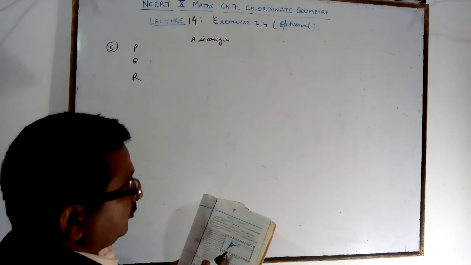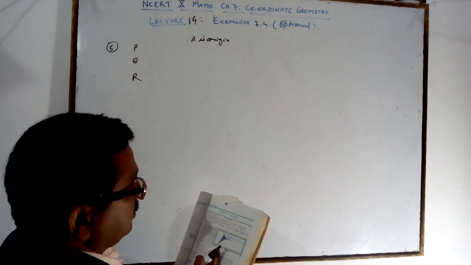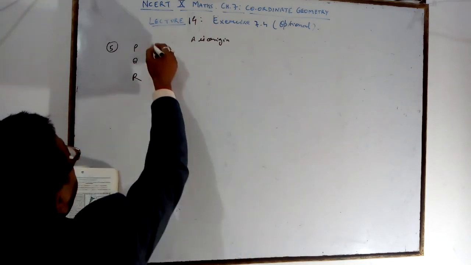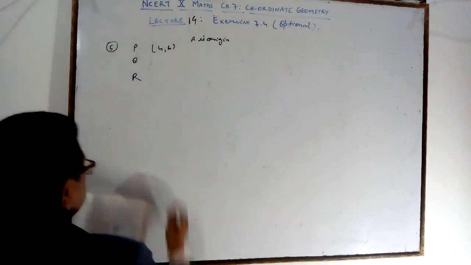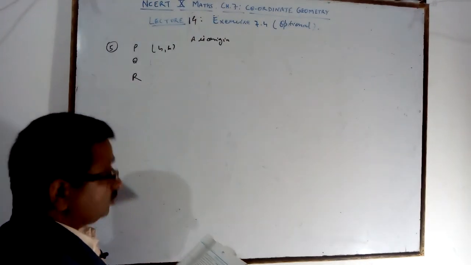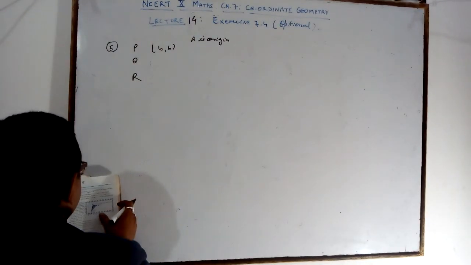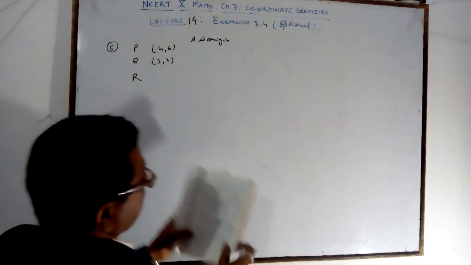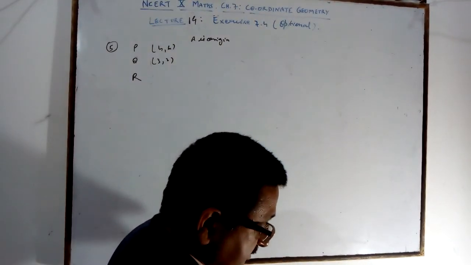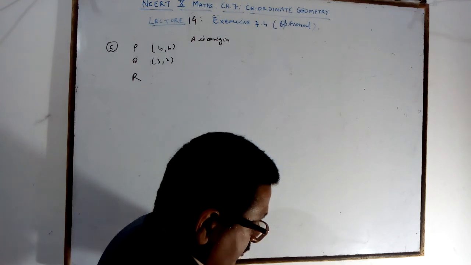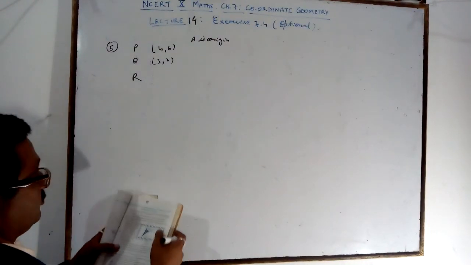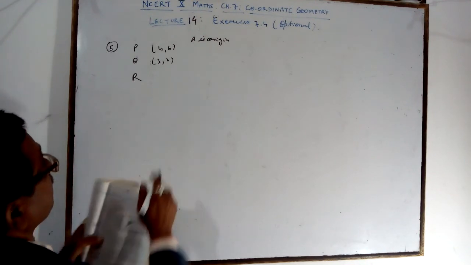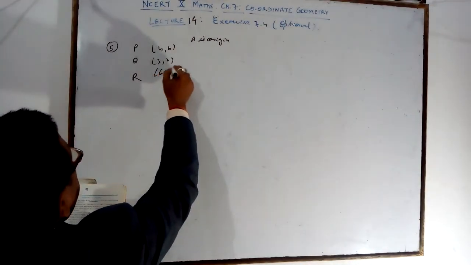P will be 4 comma 6, and Q will be 3 comma 2. It is a horizontal line, the x axis and the y axis. Then 3 comma 2, and this is 6 comma 5. What is given? 6 comma 6 is here and then 5 up. R will be 6 comma 5.